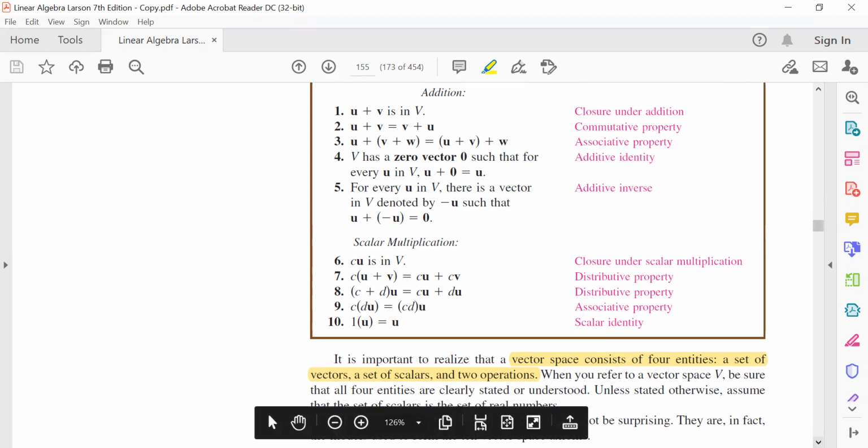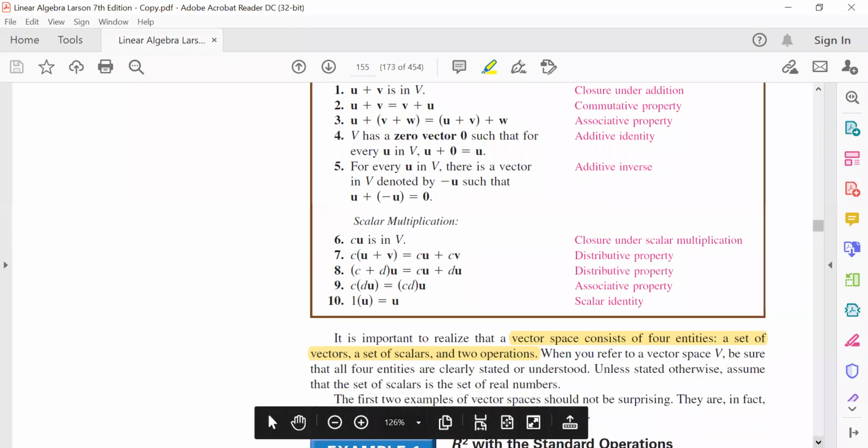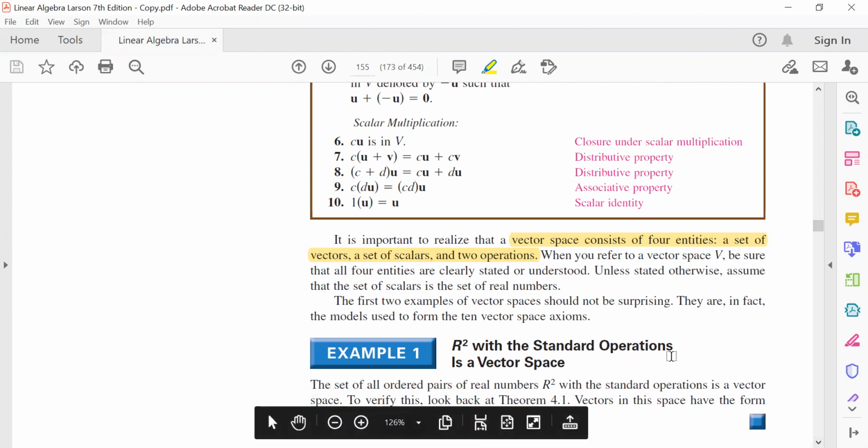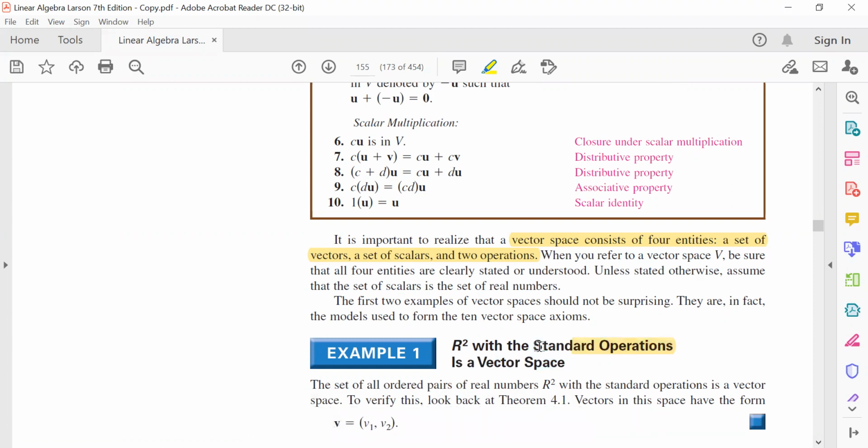Of course, we already showed that R2 with the standard operations is a vector space. Now, you notice it says here the words standard operations. This might make you think, is there such a thing as R2 with a non-standard operation? Yes, indeed there is, and we'll get to that. I'm just giving you a little foreshadowing here. Moving on.